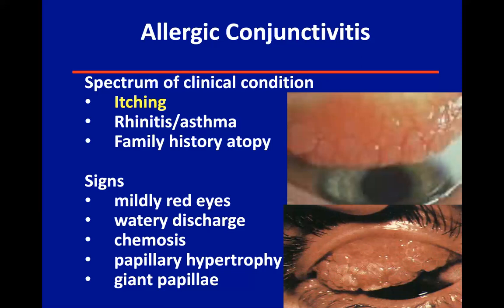And then you get a papillary hypertrophy. As you see here, lots of papillae. And then you get giant papillae. These are really giant papillae. To the extent the patient might present with ptosis, the papillae are so heavy. This is the lid being turned over. The papillae are so heavy that unfortunately it causes a mechanical ptosis. The lids become heavy, and then the patient is unable to open his eye properly.